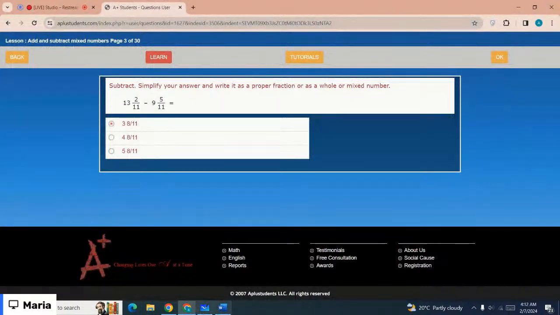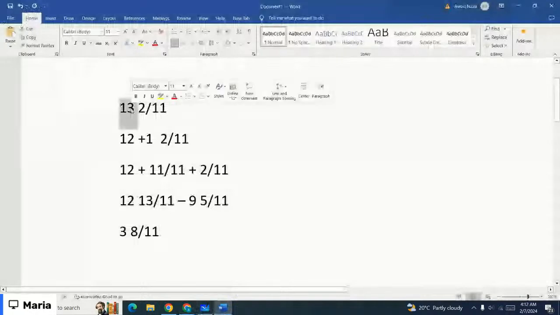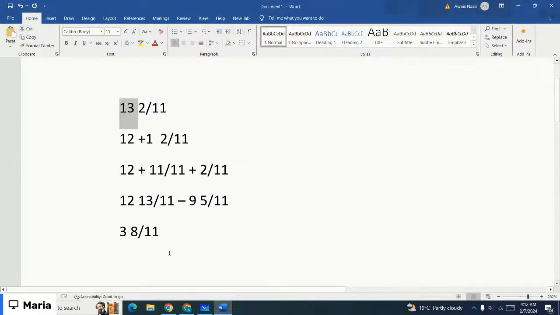How did you break down 13? You can write 13 as 12 plus 1, and 1 is the same as 11 over 11, right? This way when you add 11 plus 2, that is 13 over 11. Now you can subtract 13 minus 5, that is 3 whole 8 over 11. Got it? Option number 1 is the correct option.